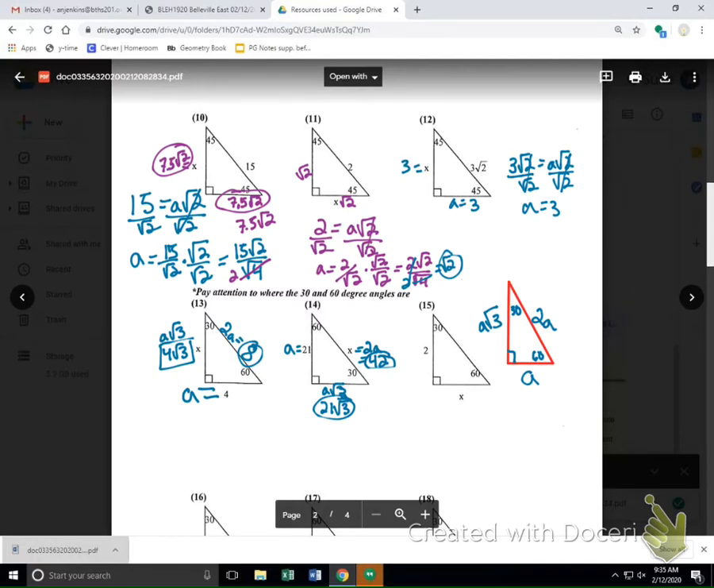Our third one here, which side length do we have? The one across from the 30, the 60, or the 90? The 60. So this is the first one that's a little different. So we have to use our formula for the 60 side. What is it?